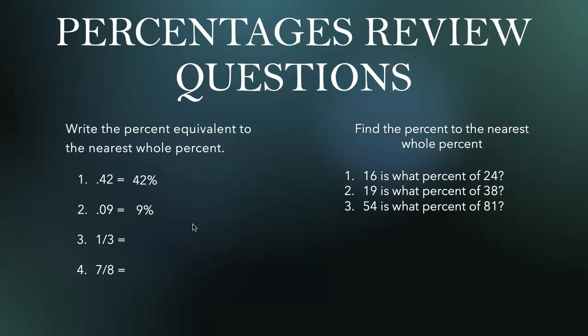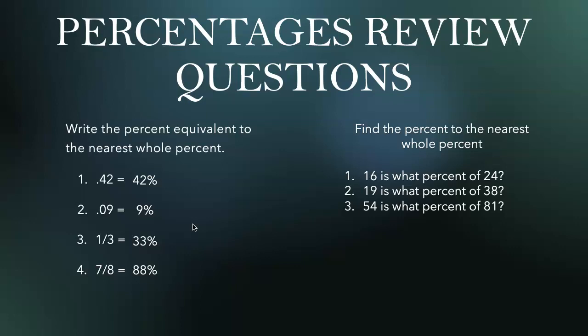Now for the fraction, we would have to divide it out and figure out what was left. 33% would be correct. Now for a little tougher one, 7/8. If you answered 88%, you would be correct. Now let's find the percent to the nearest whole percent.